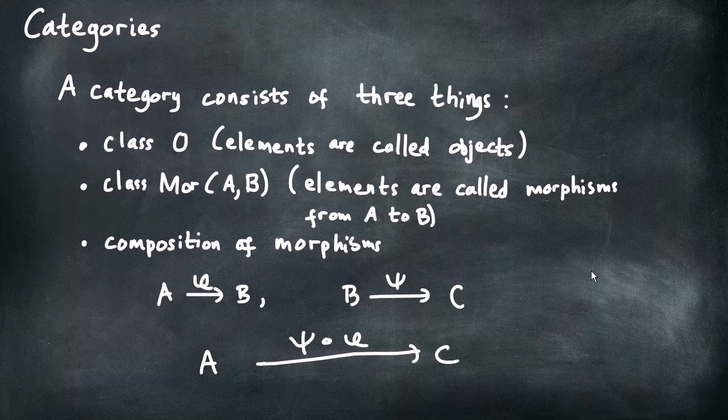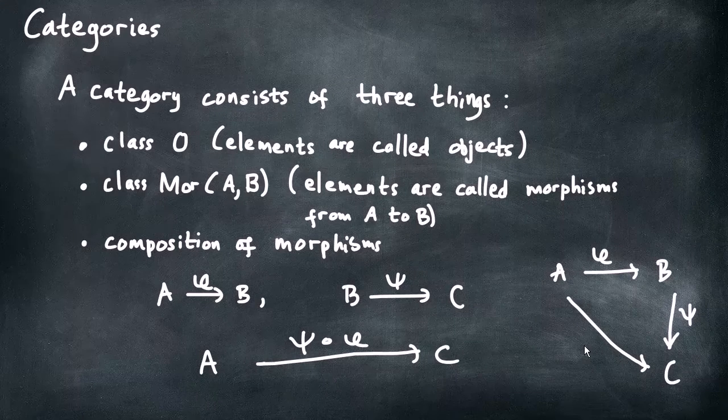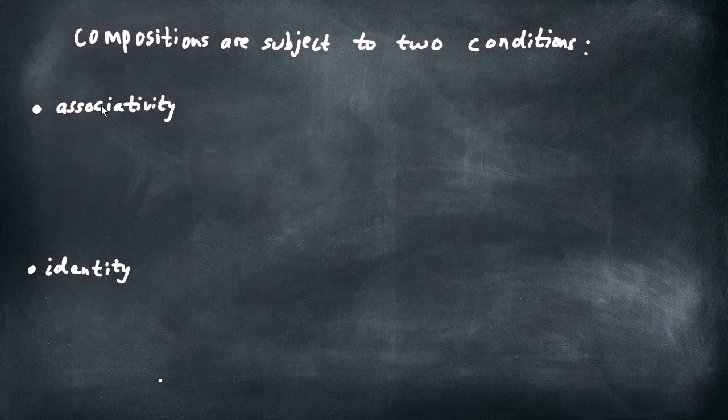So we can schematically view this like this: A to B and B to C. So there is a composition of morphisms from A to C. And this composition is subject to two conditions. The composition must be associative, and there should exist identities.